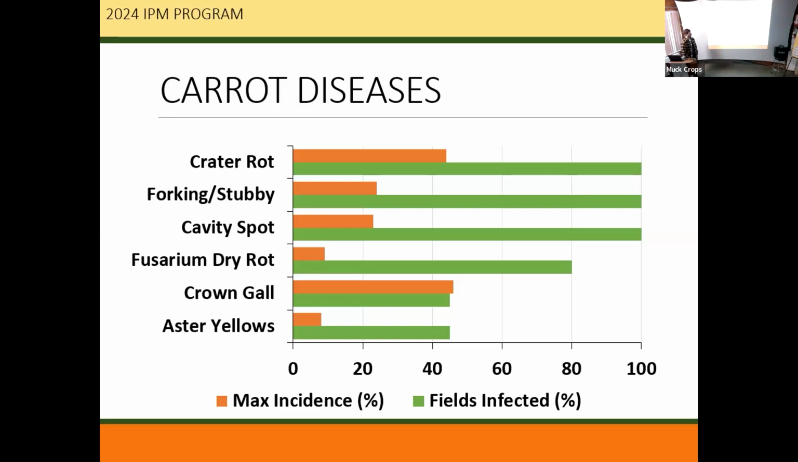A little bit down the list here, aster yellows. We were potentially expecting aster yellows to be a little bit higher this year. We did have pretty high, consistent populations of aster leafhoppers, which are the insect vector for the organism causing aster yellows. But at harvest, we really didn't see a whole lot of aster yellows, which was good. And overall, max incidence was quite low.